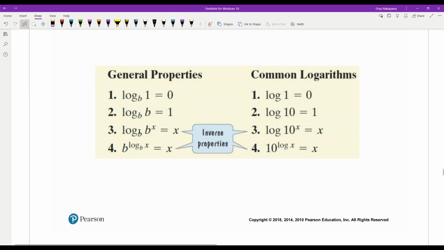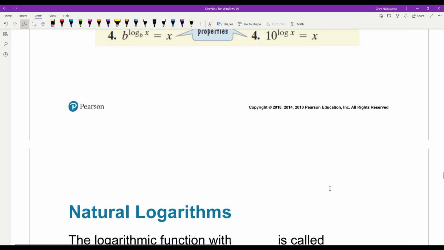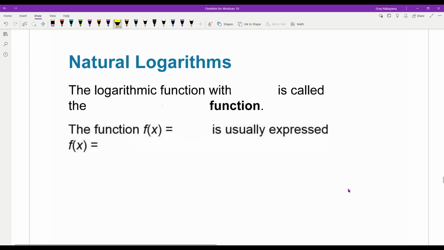I already talked to you about this right here, composing the inverses. This is what it looks like. Log base 10 of 10 to the x. Those bases are the same. 10 raised to the log of x is equal to x. Okay? All right, that was common logs. Common logs have a base of 10.